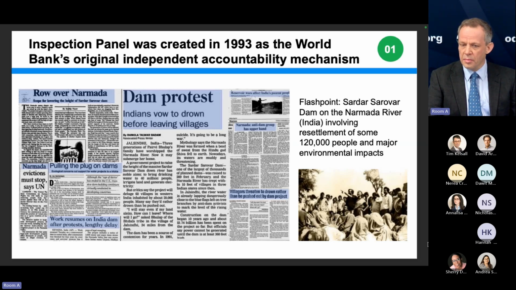It had a bumpy road a little bit, and there have been frustrations at various times that sometimes requests haven't gone into investigation when perhaps they should have done. But largely now it is a fully functional inspection panel accountability mechanism. We're looking at environmental and social issues, and we report directly to the board of the World Bank. So that's the brief history.